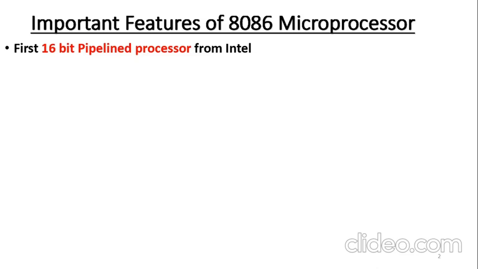It is the first 16-bit pipeline processor from Intel. It means that before 8086, all the processors from Intel were non-pipeline processors. And this is a 16-bit pipeline processor. It means that internal data bus is 16-bit, size of each general purpose register is 16-bit, and size of ALU, arithmetic logic unit, is 16-bit. That's why this processor is called a 16-bit processor here.